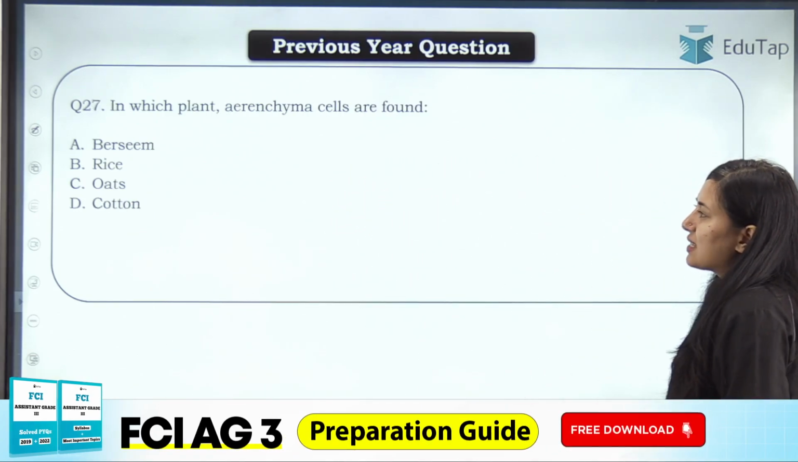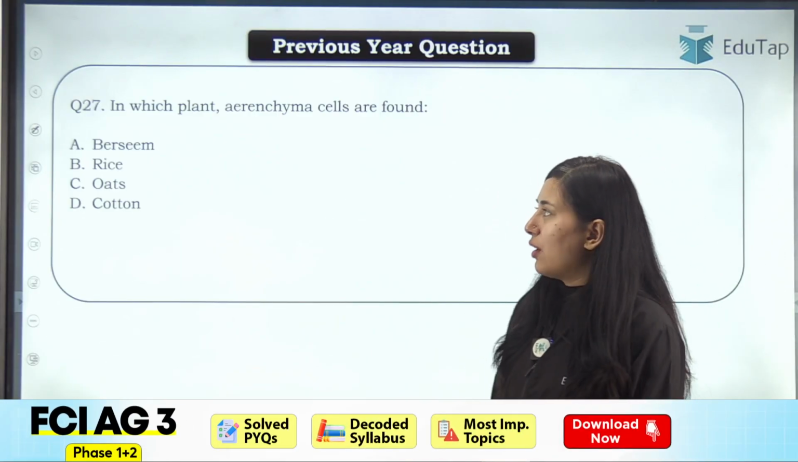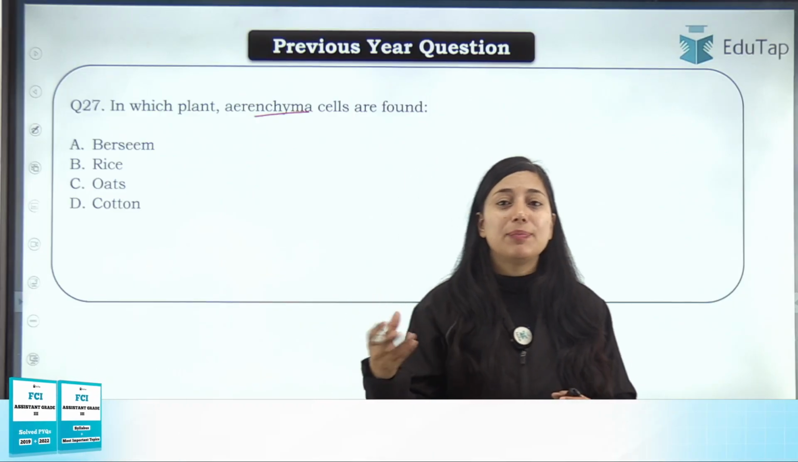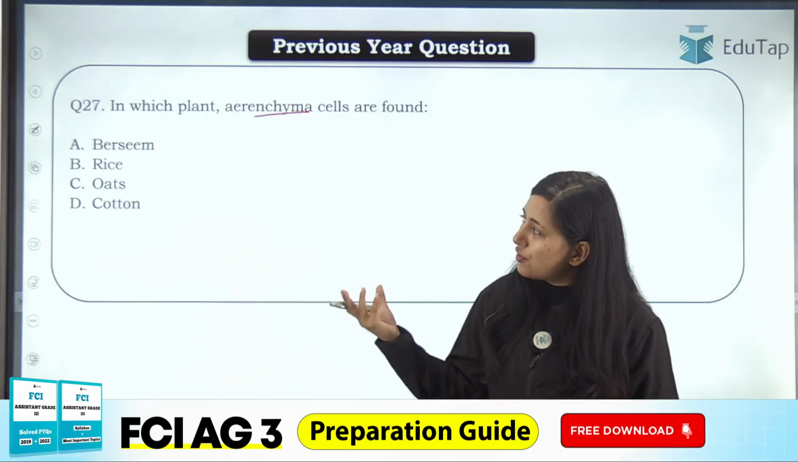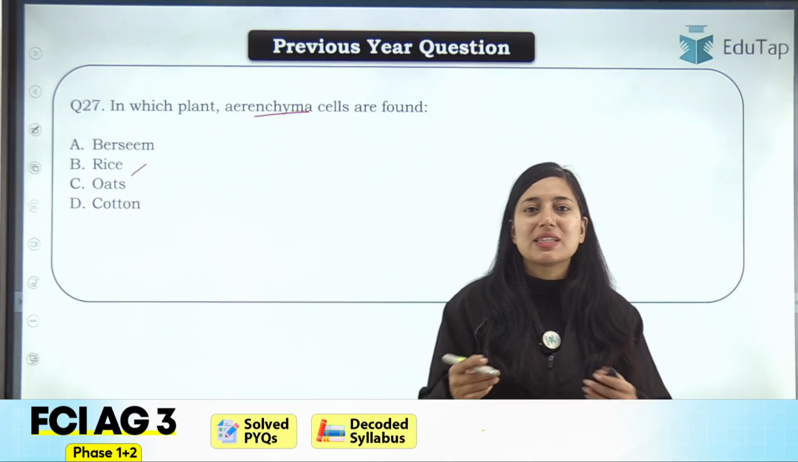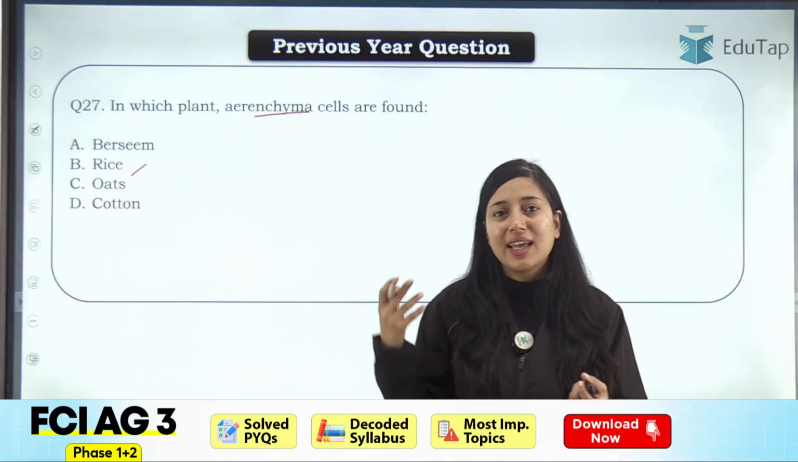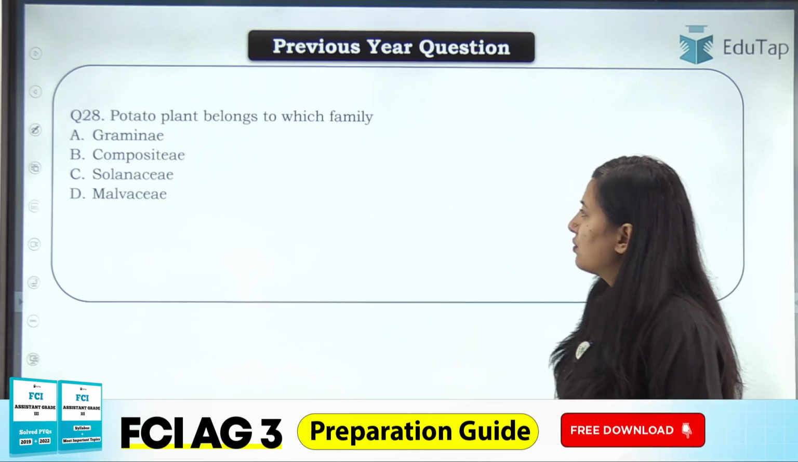Next is, in which plant are parenchyma cells found? So basically students, what are these parenchyma cells? Parenchyma cells help the plant to respire and they are found in aquatic plants. Now, out of the given options, rice is basically semi-aquatic, we can say, because it needs flooded conditions. So in order to do respiration, parenchyma cells are found in rice. So rice will be the answer to this question.